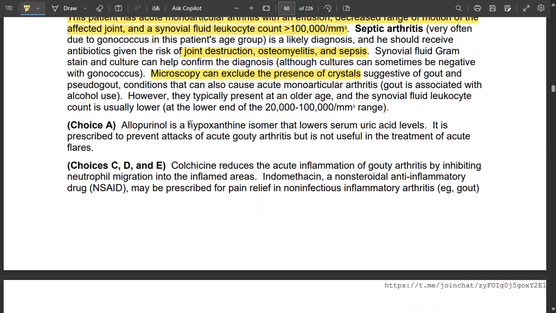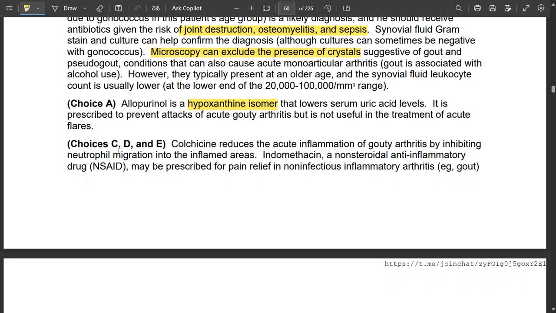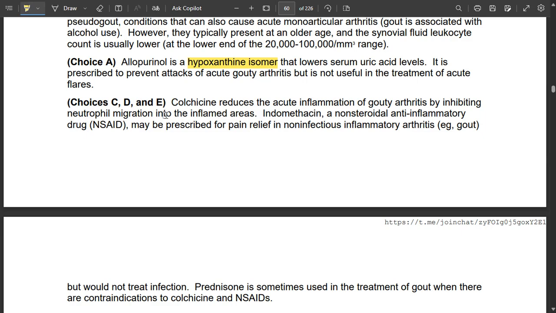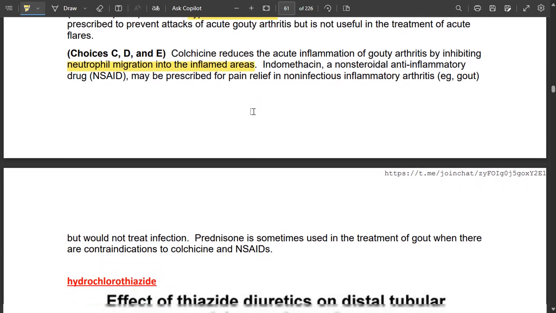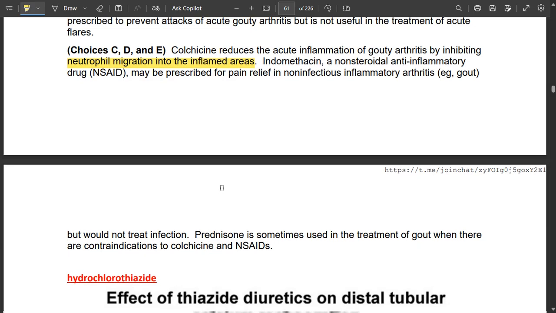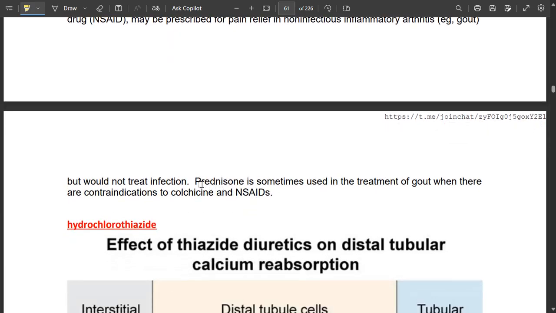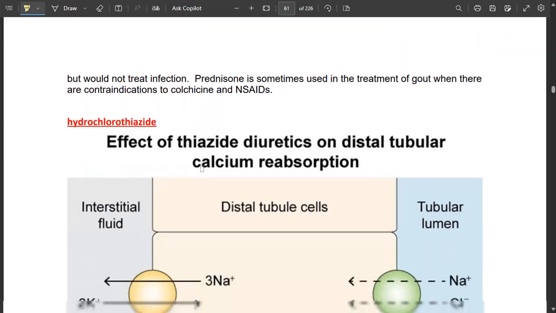Allopurinol is a hypoxanthine isomer that lowers serum uric acid level. It is prescribed to prevent attacks of acute gouty arthritis, but is not used for the treatment of acute flares. So flares are not prevented by allopurinol. Colchicine reduces the flare, as it decreases neutrophil migration to the inflamed tissues. Indomethacin can also be prescribed in gout. Prednisolone is sometimes used in the treatment of gout where colchicine and NSAIDs are contraindicated.